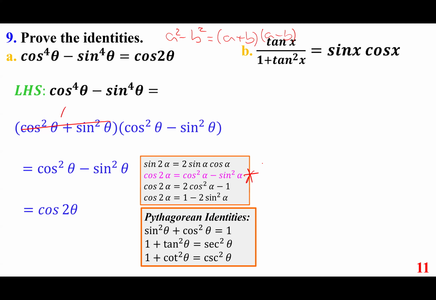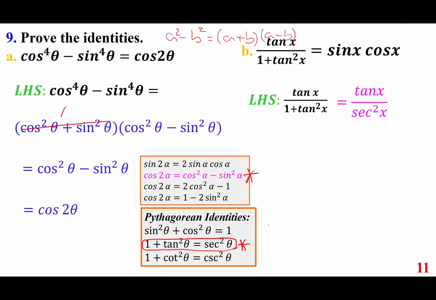What about tan x over 1 plus tan squared x equals sine x cosine x? We start from one side, and again, the left-hand side seems to be more complicated, tan x over 1 plus tan squared x. The denominator 1 plus tan squared is secant squared. So we replace the denominator.